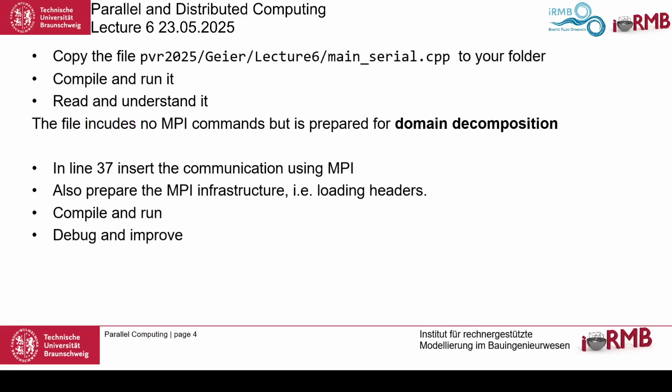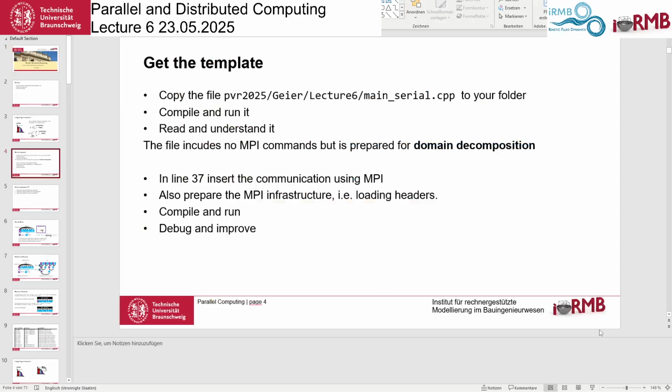Now this is supposed to be done as an exercise for MPI. I've put the file in PVR 2025, lowercase Gaia, lecture 6, and then there's main serial. You are supposed to take that file and copy it to your folder. We'll look into this in a minute, or we can actually do this now.